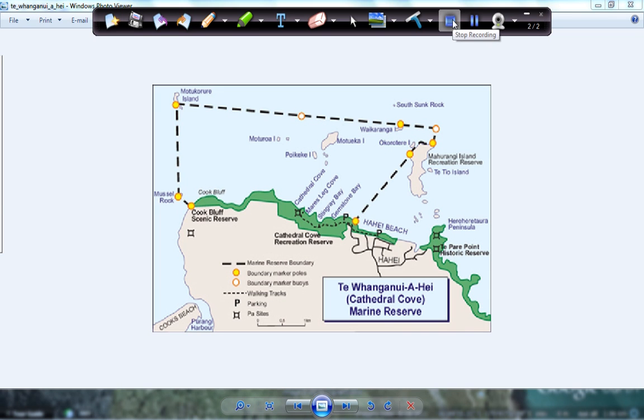In this tutorial, what I'd like to do is have a look at our study area. So obviously we've got the boundary here of our local marine reserve, and the first location that we're going to dive at is Gemstone Bay, which is a small embayment just along the coastline.